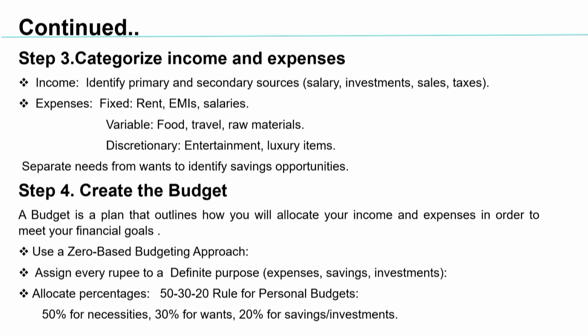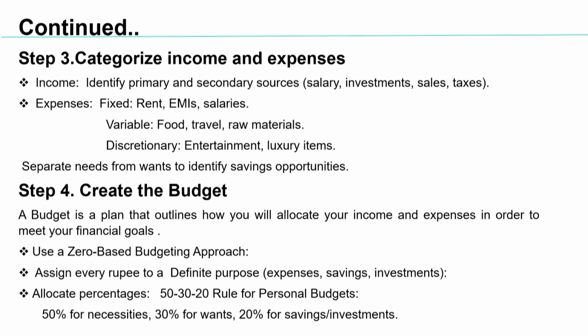Separating the needs from wants to identify the saving opportunity is very important for every individual to make an effective financial plan. Next step in the financial planning is to create the budget. A budget is a plan that helps us to outline how we will allocate the income and expenses in order to meet our financial goal.